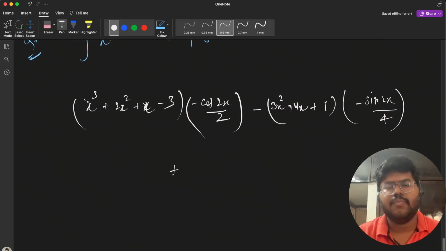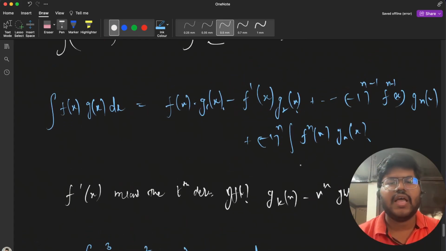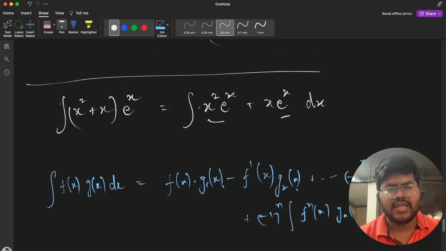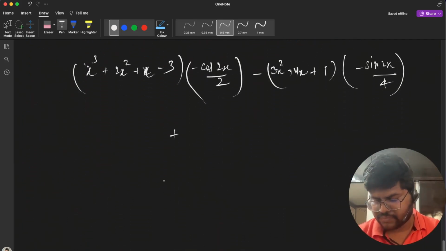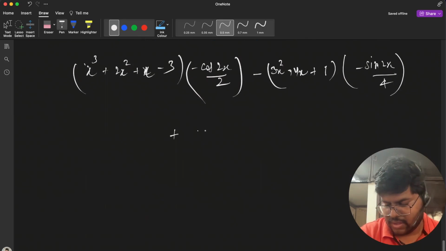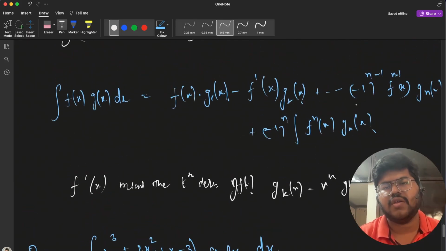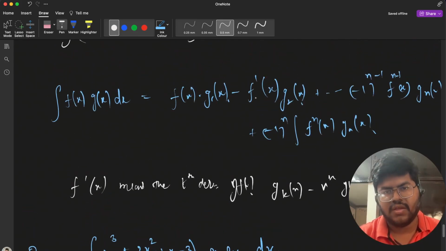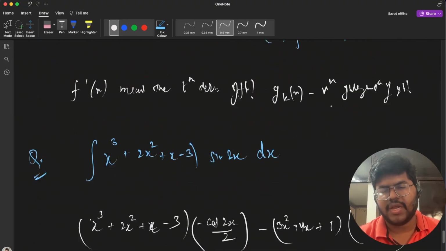Now again plus, the formula gives plus minus 1 raised to n minus 1. So here n is what? n is in this case 3. So here this is 6x plus 4, f3(x), right? Minus 1 to the n minus 1, means 4 minus 1, 3. So this is f(x), right? So minus 1 times f n minus 1(x).